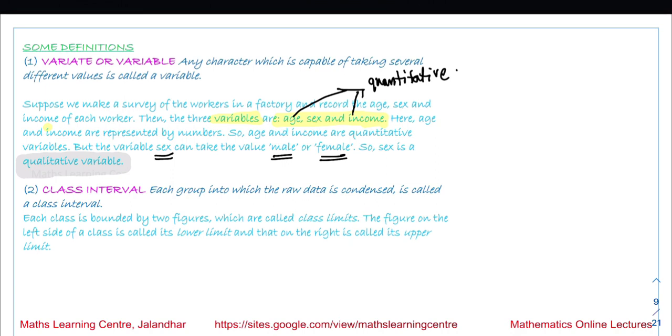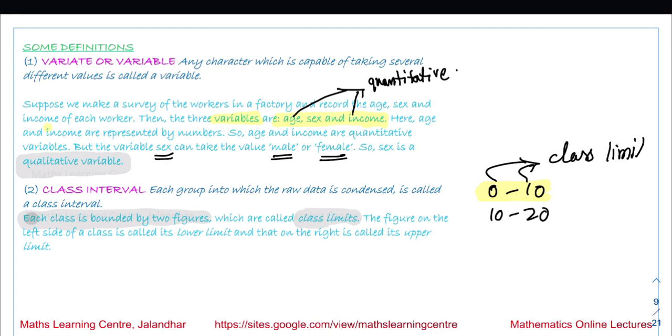As explained over here, each class is bounded by two figures which are called the class limits. In the example, if I am talking about 0 to 10, 10 to 20, and this is the class interval, then this 0 and 10, these two are called the class limits. The figure on the left side is called the lower limit, and the figure on the right hand side is called the upper limit.